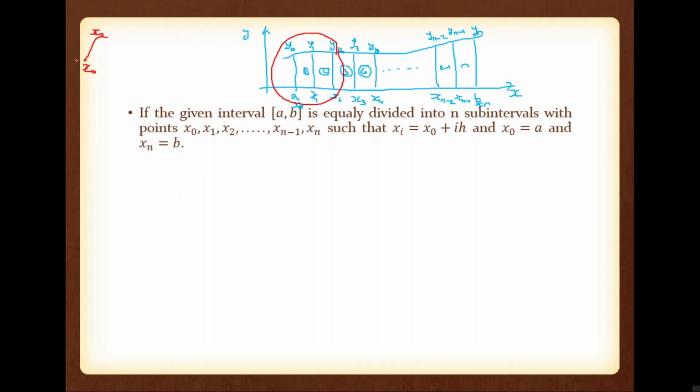So this one is integral x0 to x2 y dx, or f of x dx, that is equal to what? h by 3 into y0 plus 4y1 plus y2. Is it okay? So that is these first two regions. We are combining the first two subintervals. Is it okay?